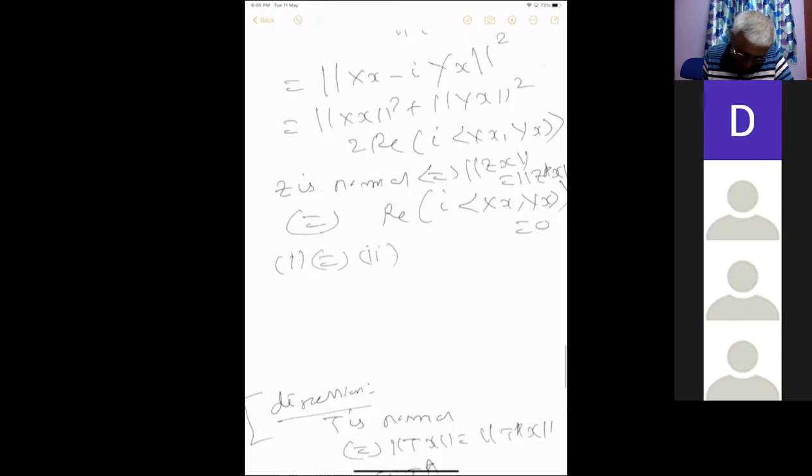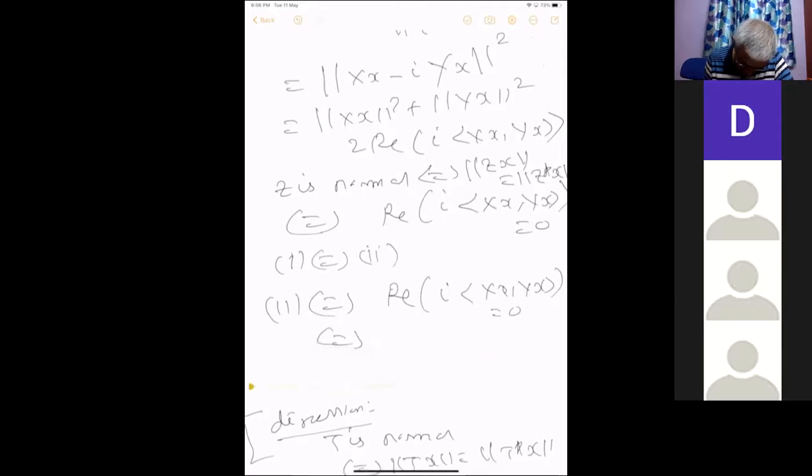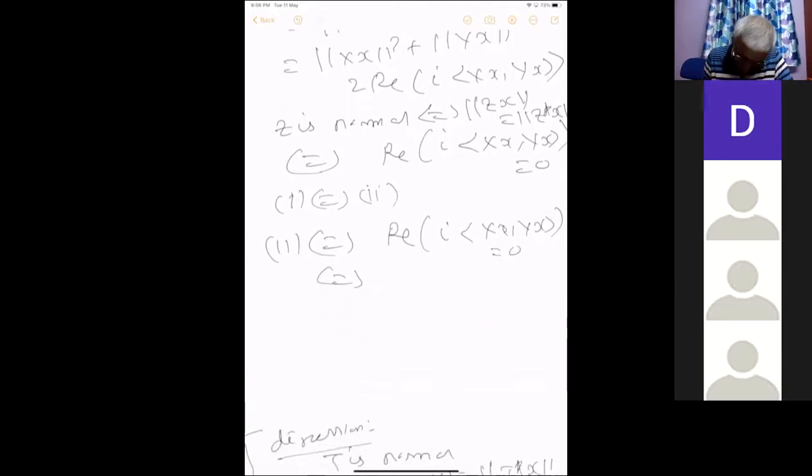To prove the third condition, we now know that 1 is equivalent to 2, and 2 is equivalent to saying that the real part of i<Xx,Yx> equals 0, which is equivalent to saying that <Xx,Yx> is real.